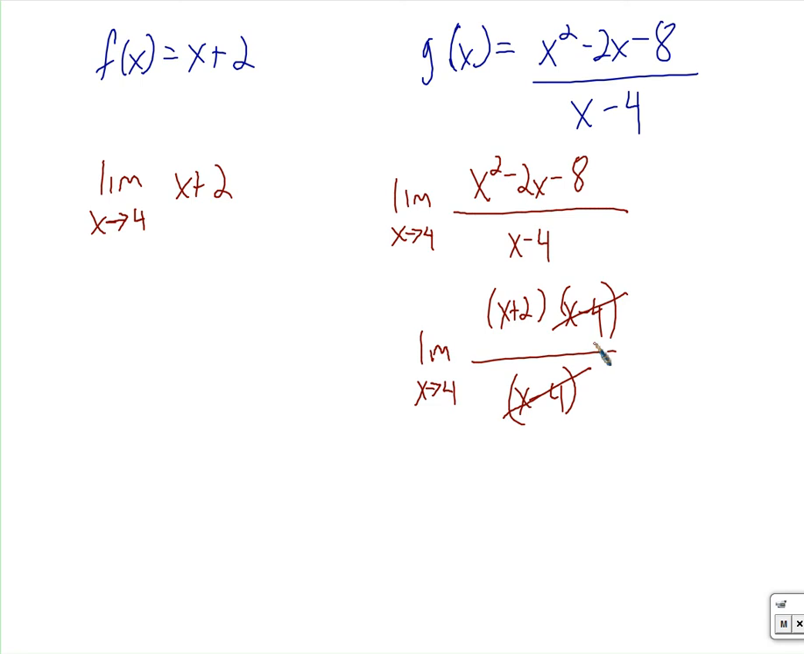Once I erase the limits, well, I won't erase the limit, but is x plus 2, the function, equal to x plus 2 times x minus 4 over x minus 4? Are those two things equal to each other? They are not, for one tiny, tiny reason. There's a hole at 4. There's a hole in this one at 4, and there is not a hole in this one at 4. So the functions are not equal to each other.